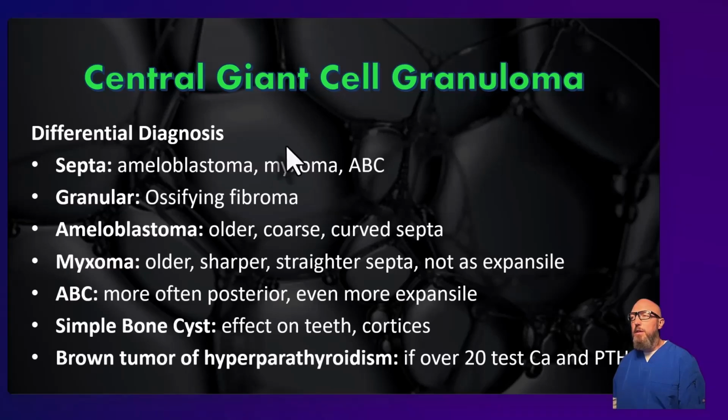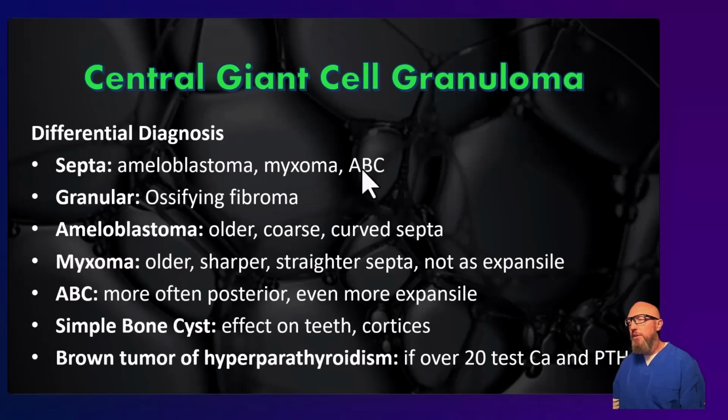It can almost look like a fibro-osseous lesion. And then I would say as far as aneurysmal bone cyst, we'll talk about that briefly. Keep that in mind whenever you see a central giant cell granuloma as maybe a variant. It's not really a variant of it, but it's really similar to central giant cell granuloma.